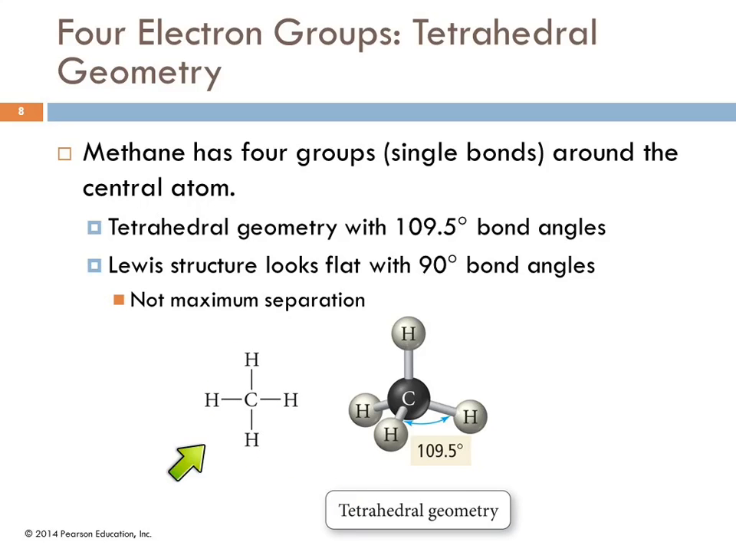So the Lewis structure looks flat. It looks like these angles are 90 degrees. But they're not. Molecules are not limited to 2 dimensions. They can pop up into 3 dimensions. And so this part is close to being planar, but it's not quite. And so they're going to have 109.5 degree angles.